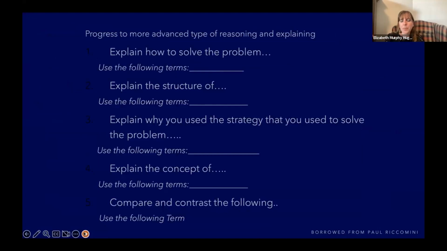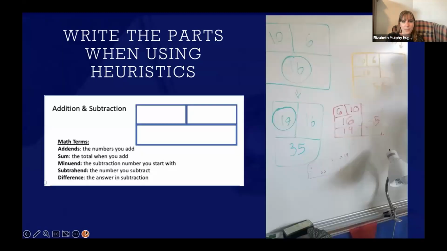Here are some more of those story starters. For kindergarten or even early elementary, they can draw a picture. You can have terms written out and they can sort those as well. Here's another example.